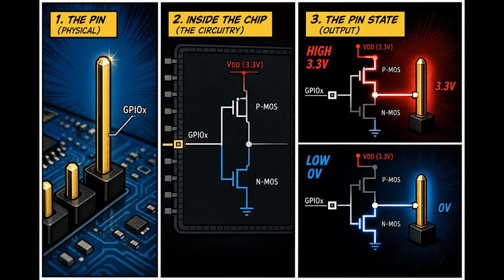A pin is a physical metal connection on the board, but behind that pin is configurable circuitry inside the chip. If the pin is configured as an output, the Jetson can drive it high or low. High means roughly 3.3 volts. Low means roughly 0 volts. So when Python changes the output state of that pin, it is changing a real electrical signal.